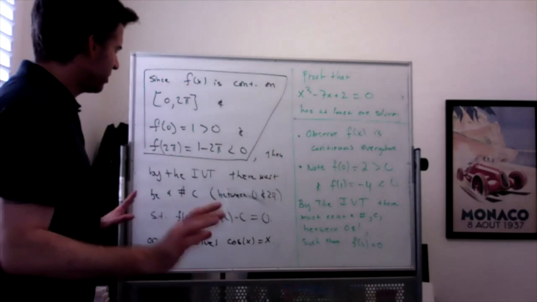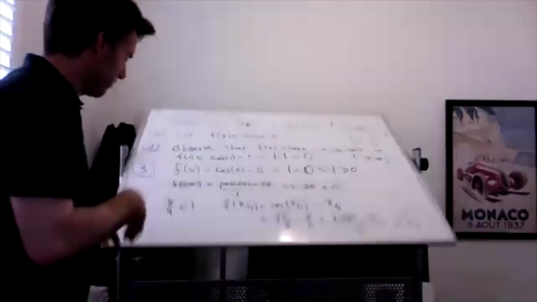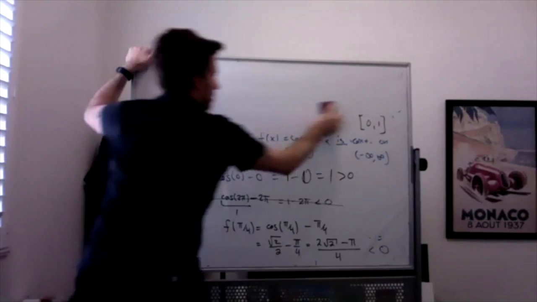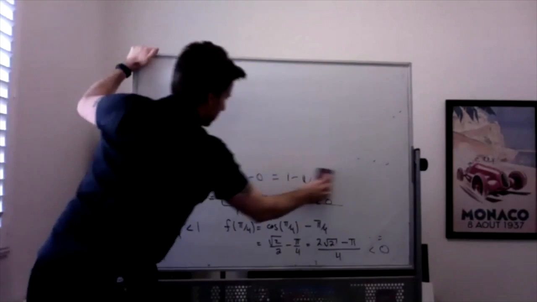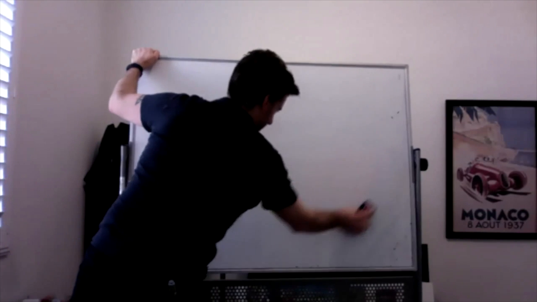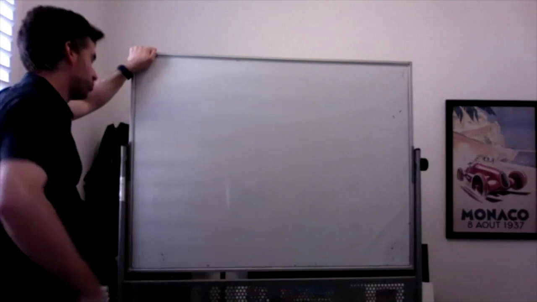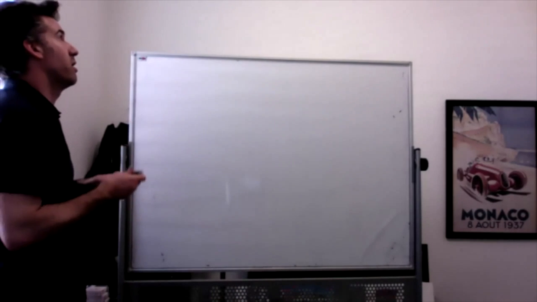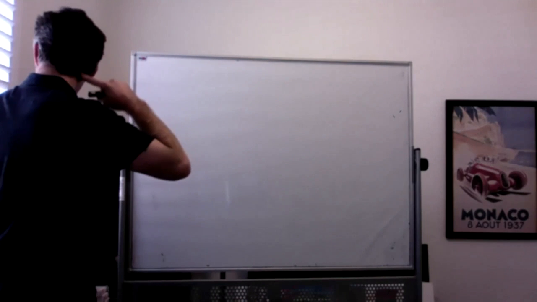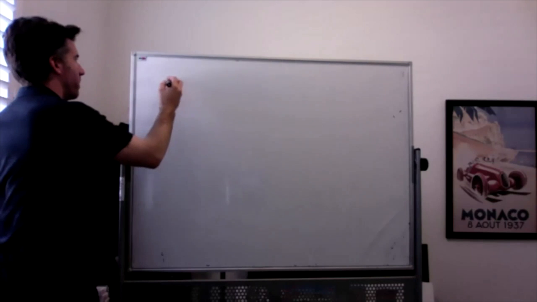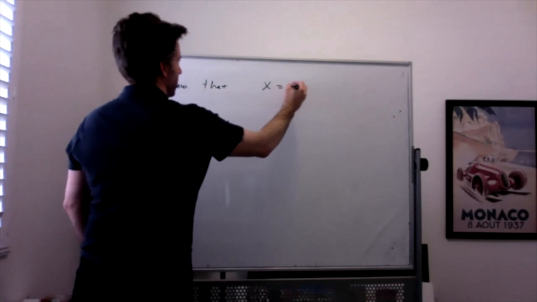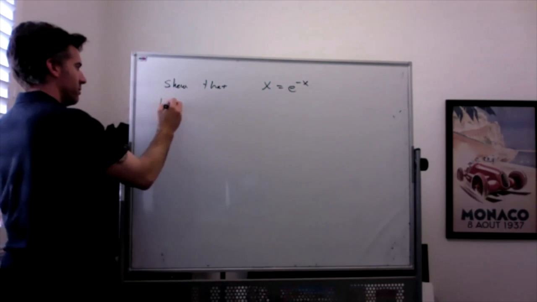Okay. Let's look at another example. Typically these functions that you're given are not going to be functions where it's easy to just try and solve the thing. For example, show that x equals e to the negative x has a solution.